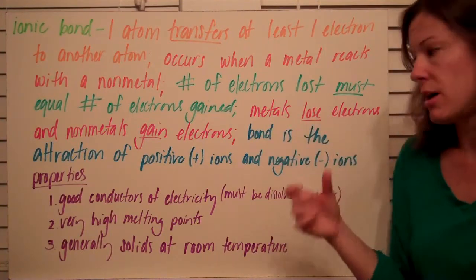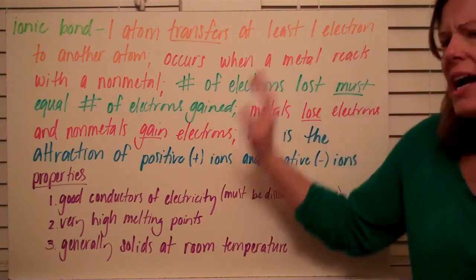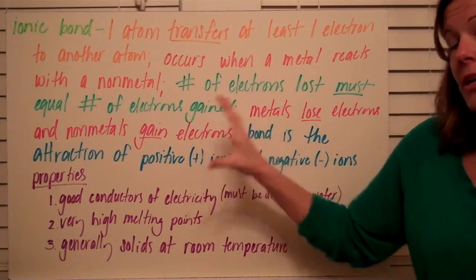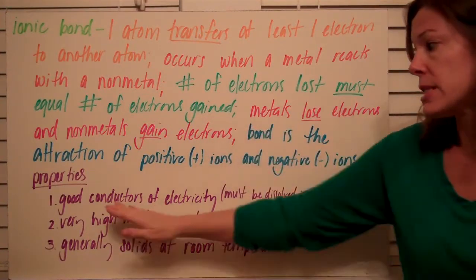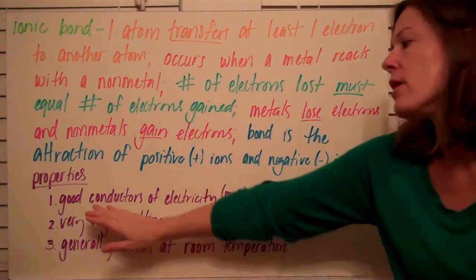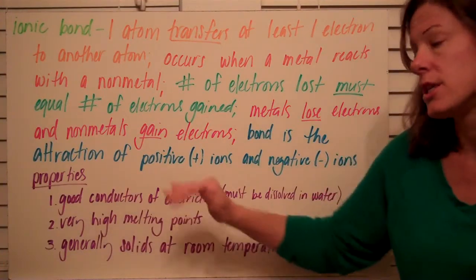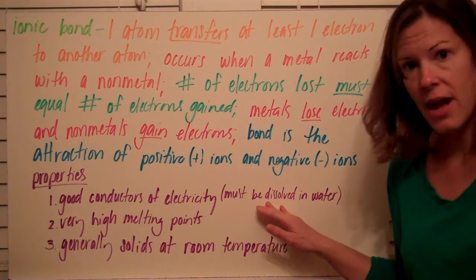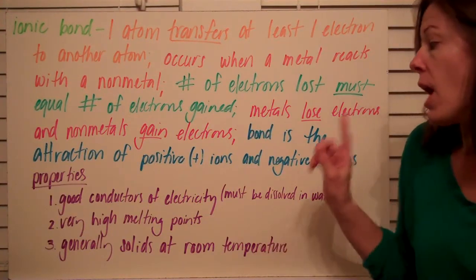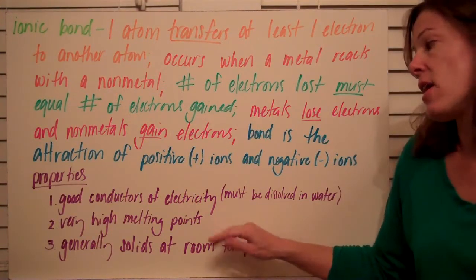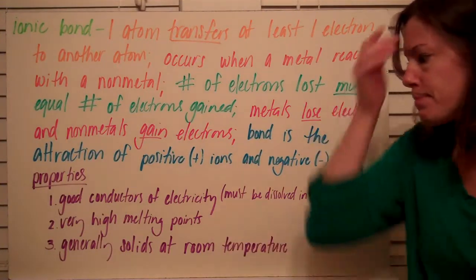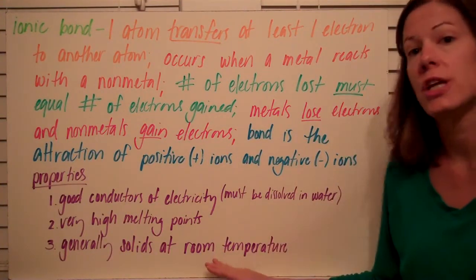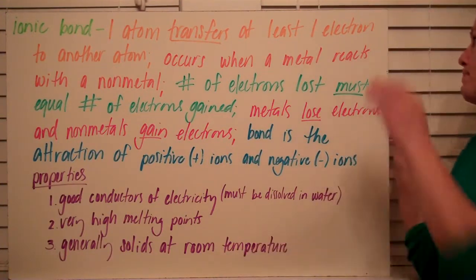And that's the bond. So ionic compounds have specific properties that almost all of them have. One is that they're very good conductors of electricity, but the only way to find out is to dissolve it in water. Another one is that they all have high melting points. And then the last one is that they are generally solids at room temperature.